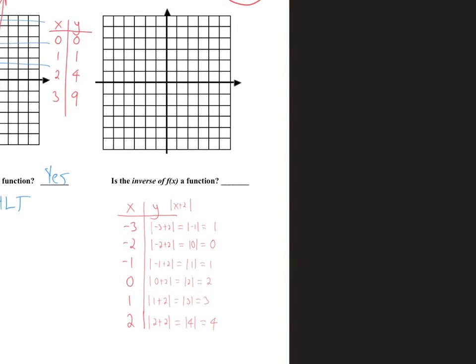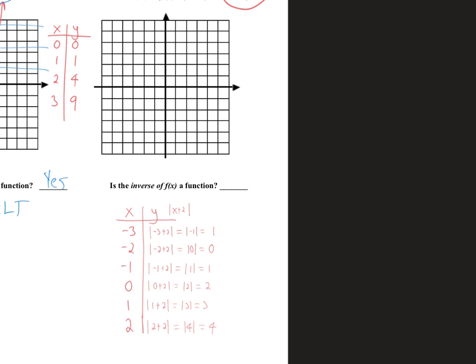We have -3, 1. So we're going to go left 3, up 1. We're going to go -2, 0. Left 2, stay on the x-axis. We got -1, 1. Left 1, up 1. We have 0, 2. We're going to go up 2. Then we have 1, 3. Right 1, up 3. Then we have 2, 4. Right 2, up 1, 2, 3, 4.